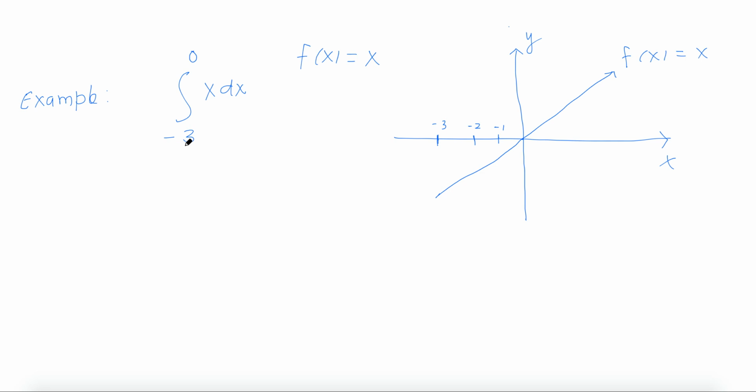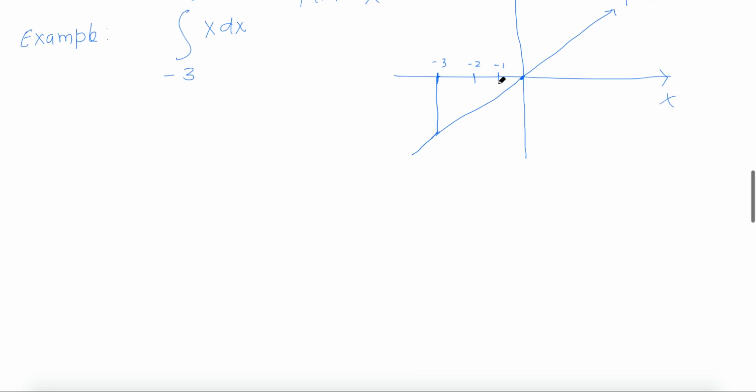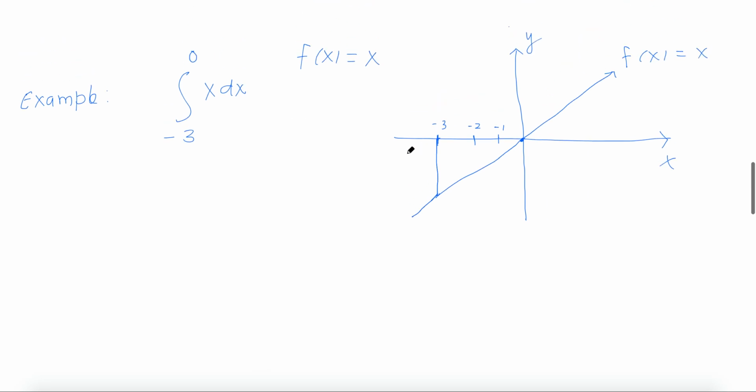And always look at your lower limit and upper limit. My lower limit is -3 and my upper limit is 0. So that's why I start from -3 up to 0. So here I draw a straight line up to the graph. And at 0 it is already on the graph, that's why I don't have to draw any line there. So again now, finding this definite integral means we are finding the area of this region.